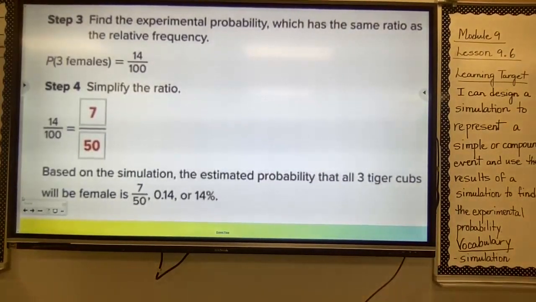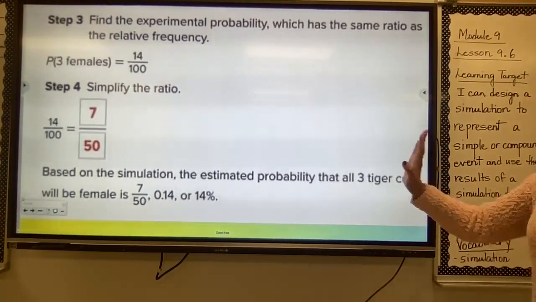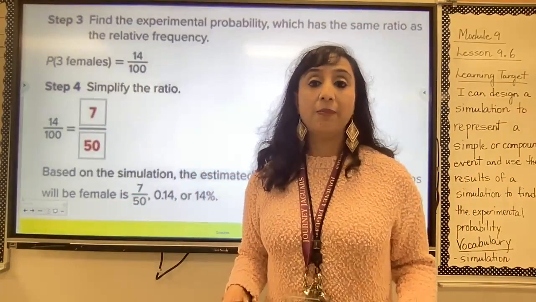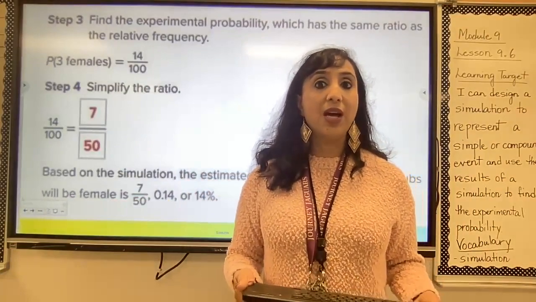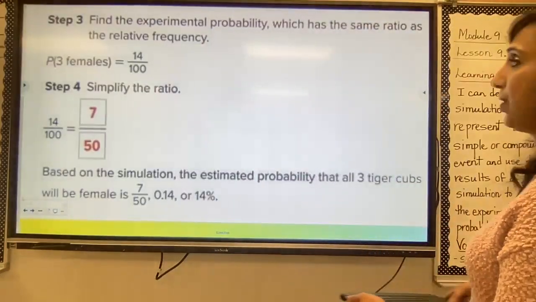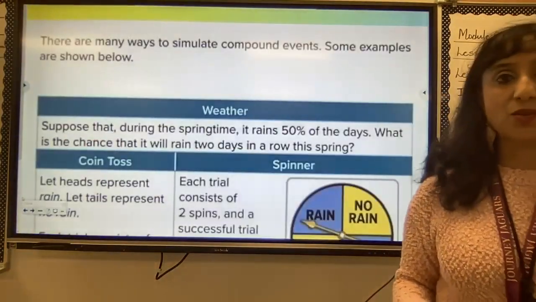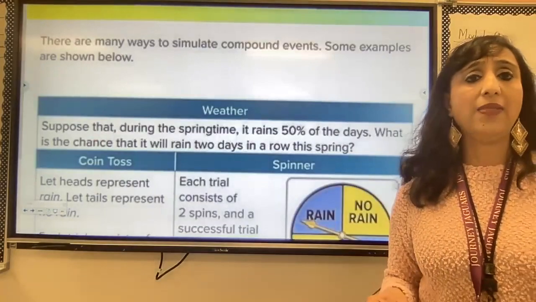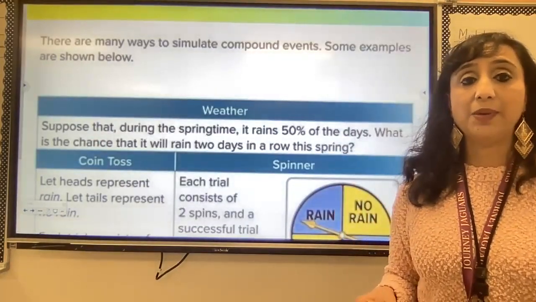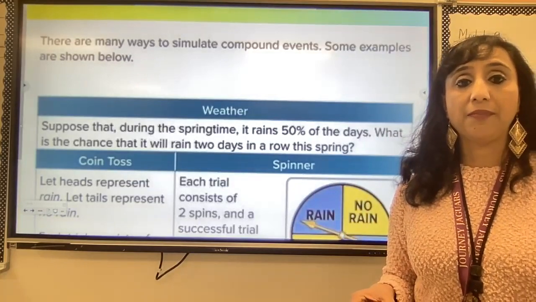Okay, now I am going to give you some scenarios. I'm going to put the question up here so it's easy for you to see and refer back to if need be. I'm going to give you a couple of scenarios, and then we can decide how to simulate that event. Again, there are many ways to simulate compound events. Some examples I'm going to show you now.